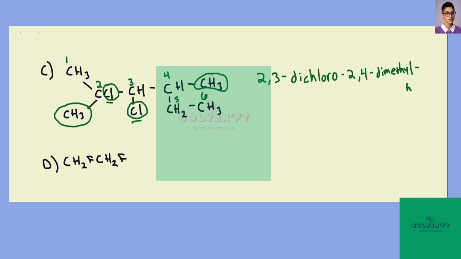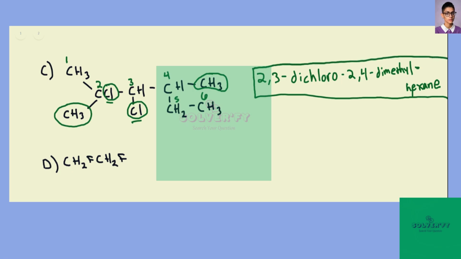Dimethyl hexane. And that little dash right there isn't necessary. I just put it because my hexane was dropped down to the second line. So you don't actually need to put that dash between dimethyl and hexane. And that's for C. For D, again, we don't have any double bonds or anything.